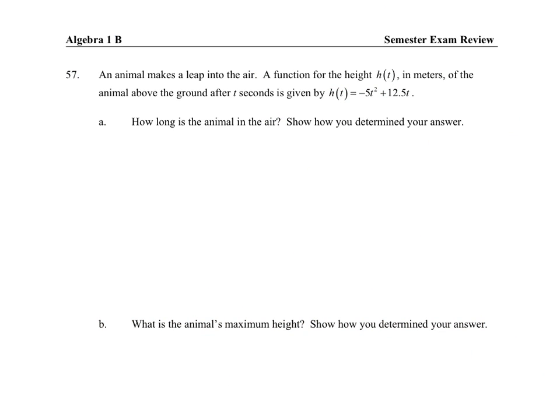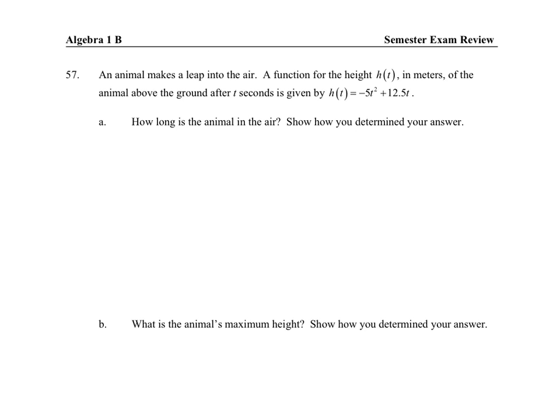Question 57. An animal makes a leap into the air. A function for the height, h of t in meters, of the animal above the ground after t seconds is given by h of t equals negative 5t squared plus 12.5t. How long is the animal in the air? Show how you determined your answer.